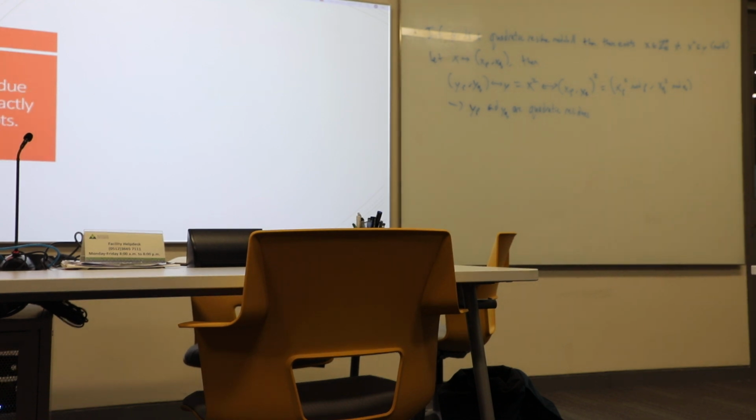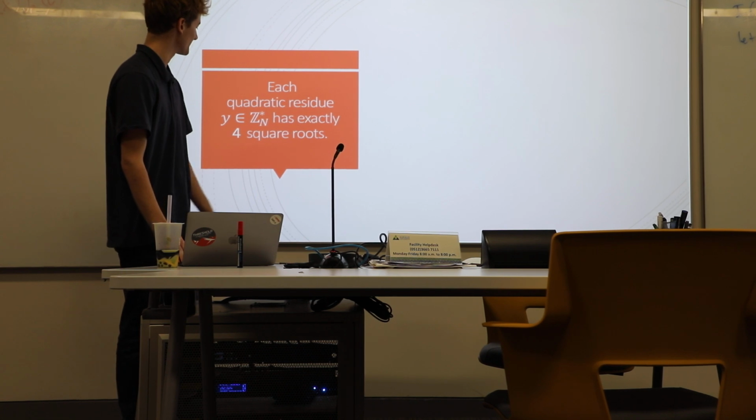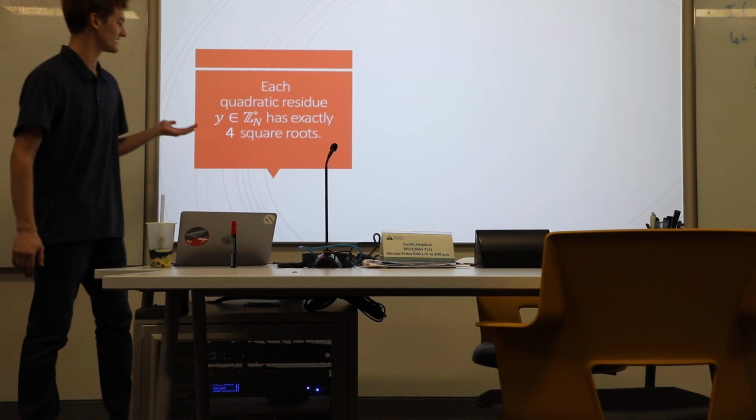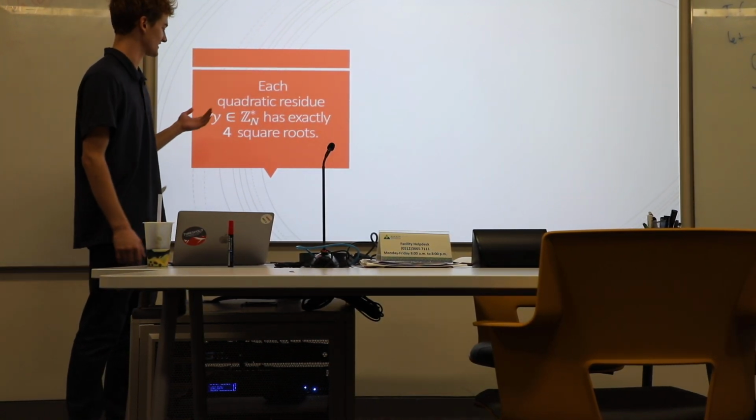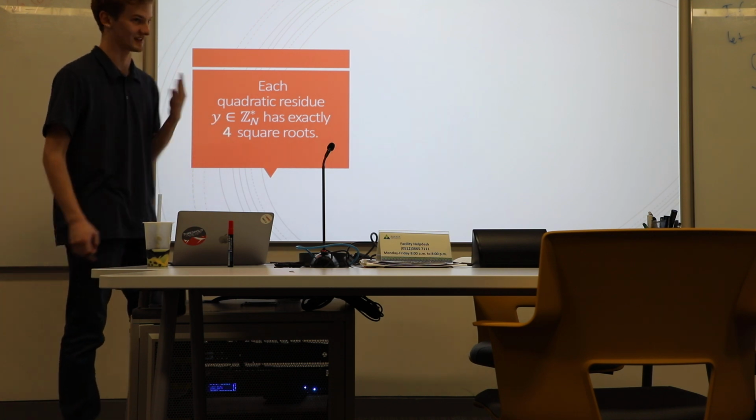Yeah, and so that basically leads us to this proposition that each quadratic residue z mod n star has exactly 4 square roots.